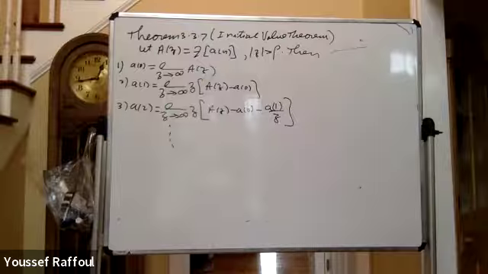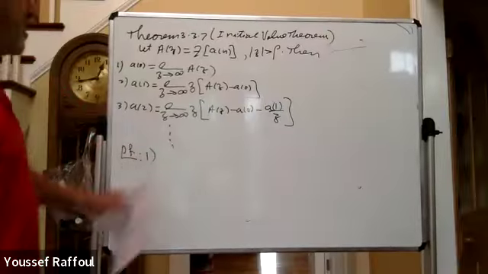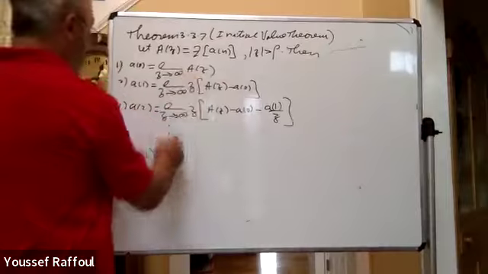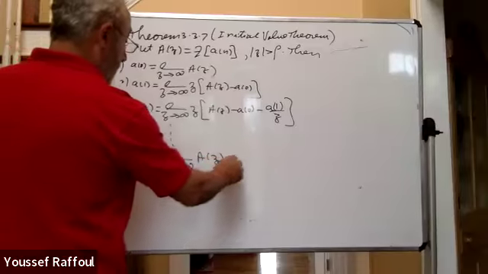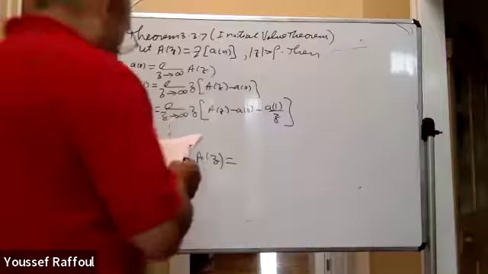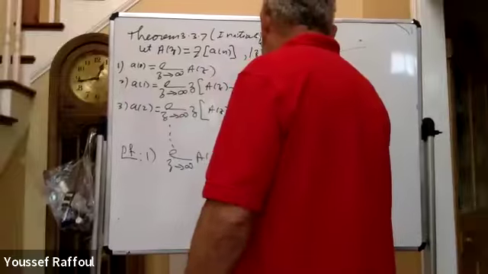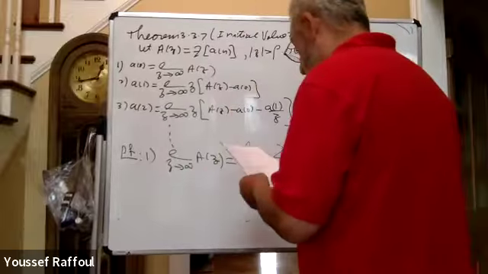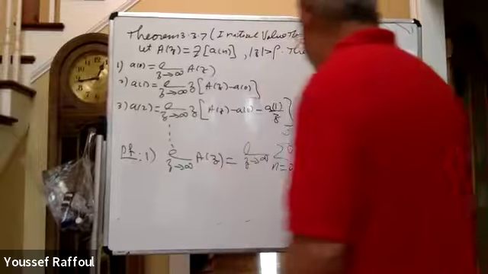Now, remember the proof of 1, the series converge. So what is the limit as Z goes to infinity of A(Z)? That is, the limit as Z goes to infinity of the sum from n equals 0 to infinity of A_n Z^(-n).